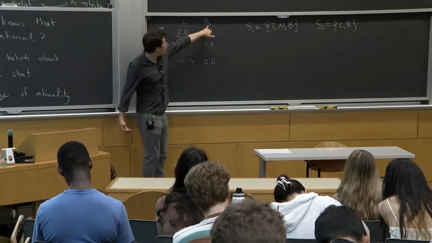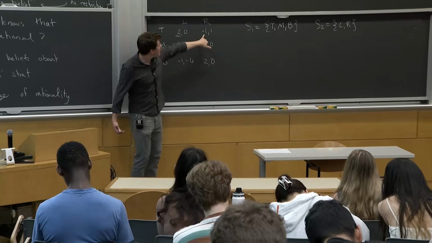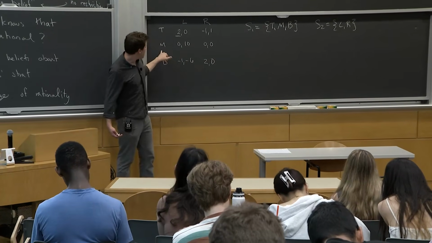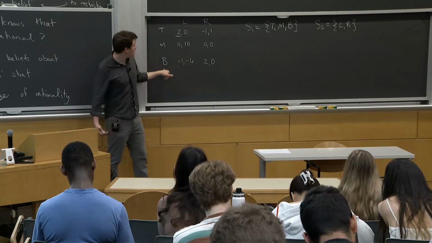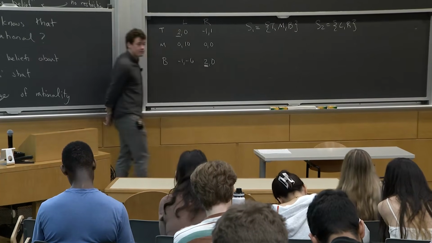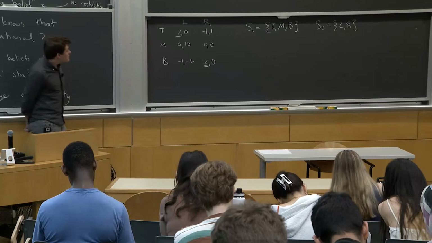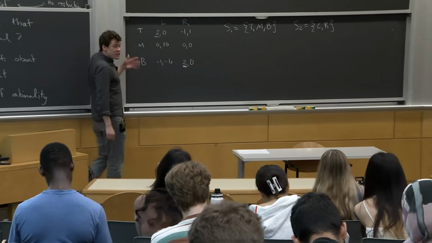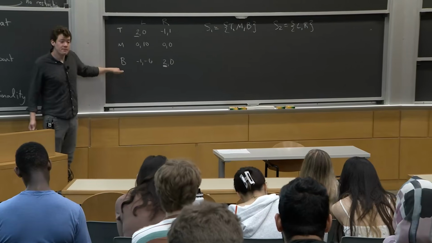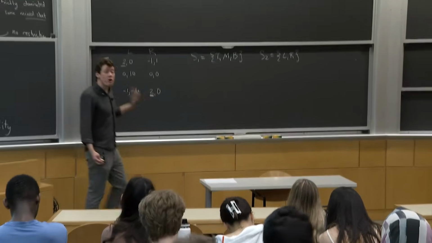If player 2 were to play R, then player 1 knows that they get -1 if they play T, 0 if they play M, and 2 if they play B. 2 is the highest number there, so we're going to underline this. And we can immediately see 2 strategies that are reasonable for player 1, T and B. Now the trickier part is, are there any more?